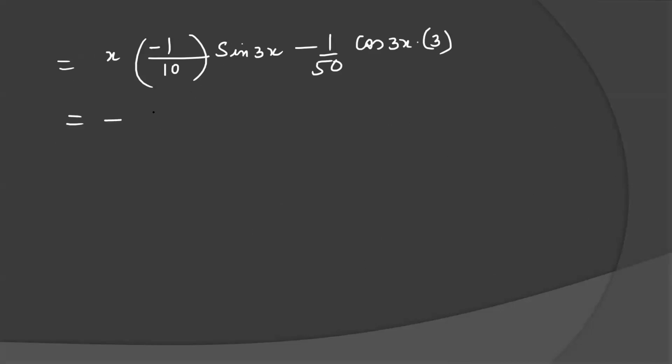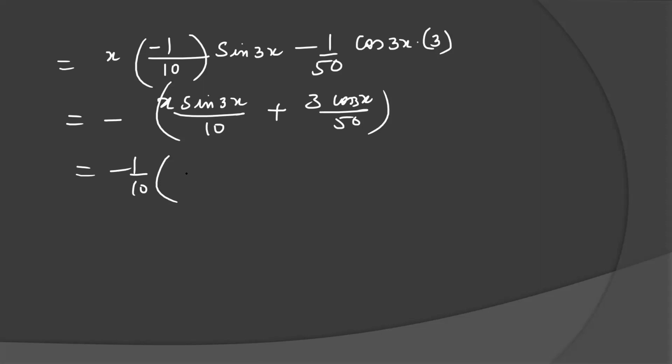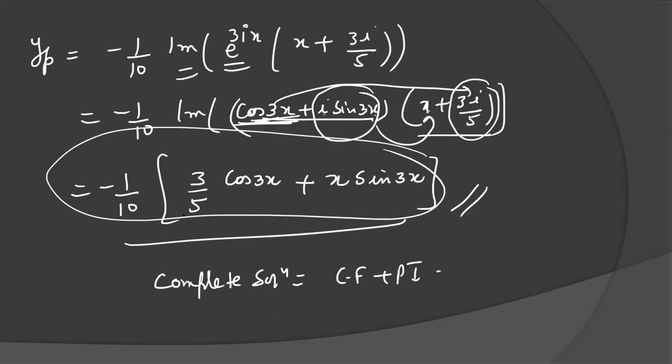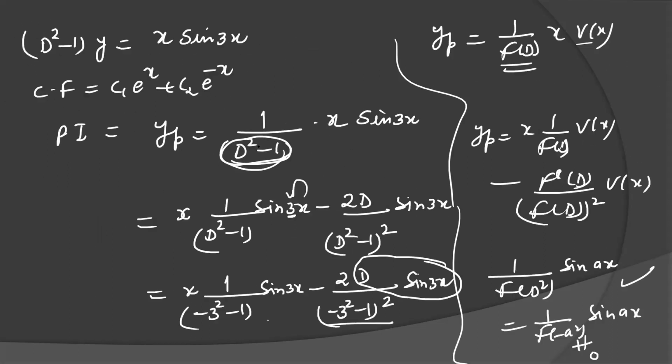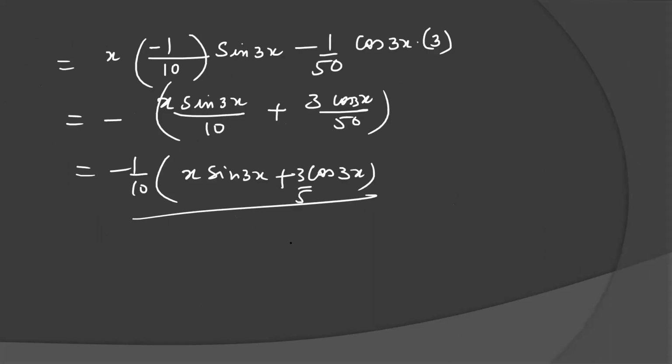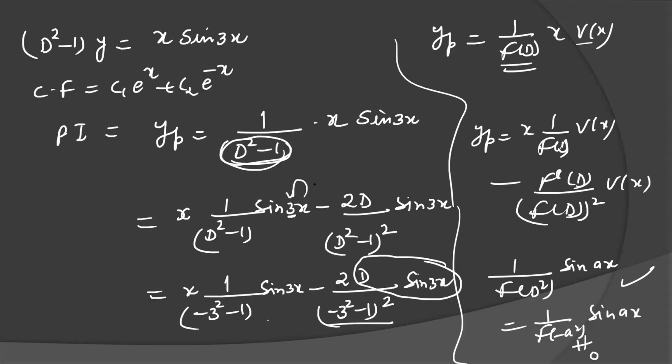We take minus outside, then it is actually x sine 3x by 10 plus 3 cos 3x by 50 plus 3 cos 3x by 50, or you can take minus 1 by 10 outside, then it is x sine 3x plus cos 3x plus 3 cos 3x. See the previous result. It is equal to the same, minus 3 by 5. Actually 5 is also left. 3 by 5, 50 is there, na? 3 by 5 cos 3x plus x sine 3x.